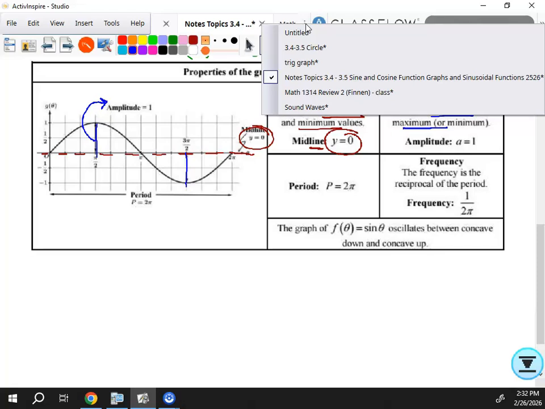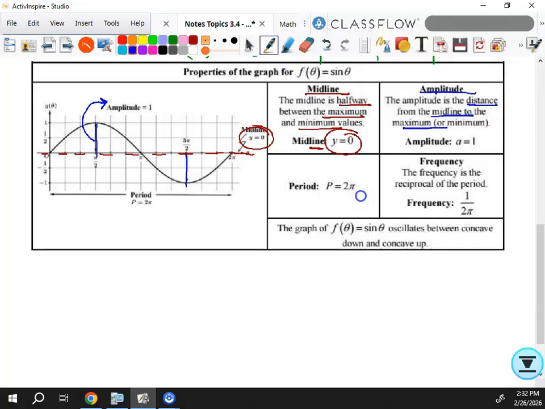Actually, we'll talk about one more thing, then we'll do that. The period is 2 pi. We also talk about frequency. We talk about period more in pre-cal, frequency more in physics and the sciences. This means it takes 2 pi units to get one cycle. This means you have one cycle in 2 pi units. You see how it's really the same? It's just how you talk about it.